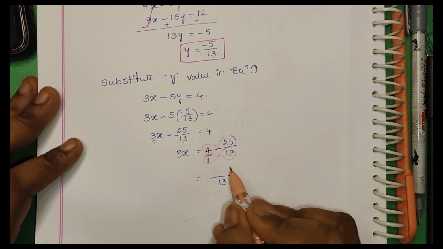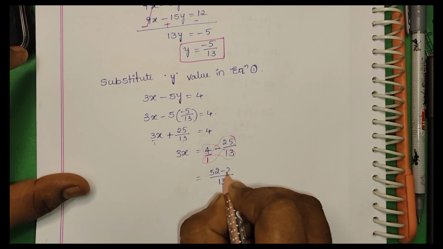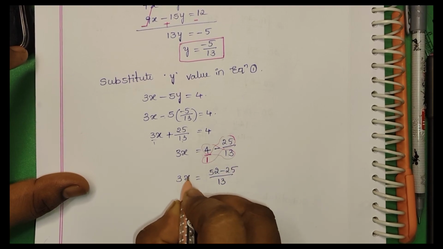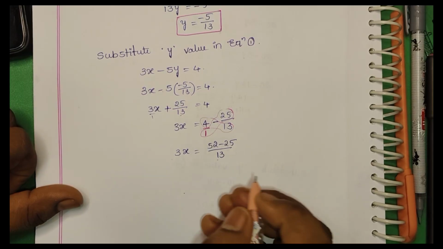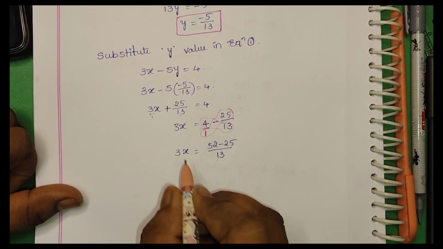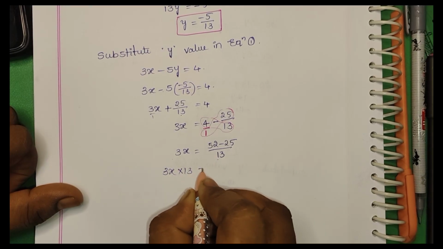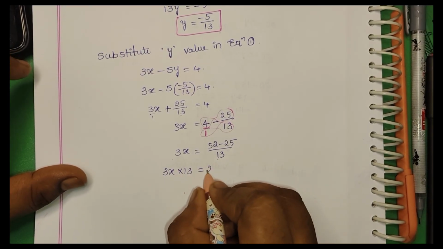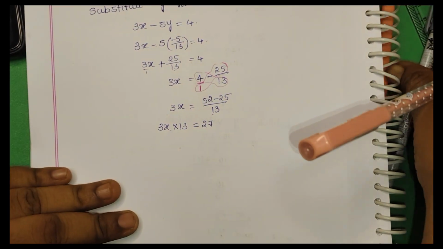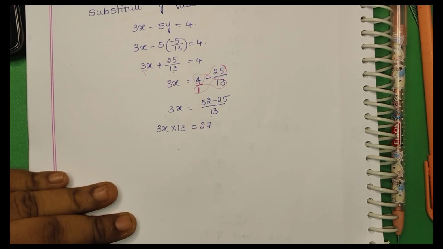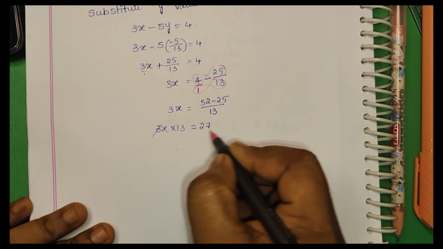Here the denominator of 4 has no term, which means there is a 1. So the LCM of 1 and 13 is 13. Multiplication as per butterfly wings, which means cross multiplication: 4 into 13, 4 13s are 52, minus 1 into 25, over 13. So 3x equals (52 minus 25) by 13. Here 13 is in the division. If we transpose it to the left hand side, this division becomes multiplication. So 3x into 13 equals 52 minus 25, which is 27.